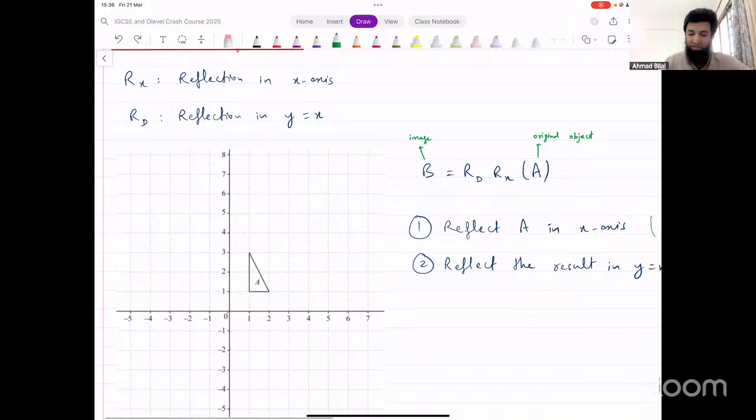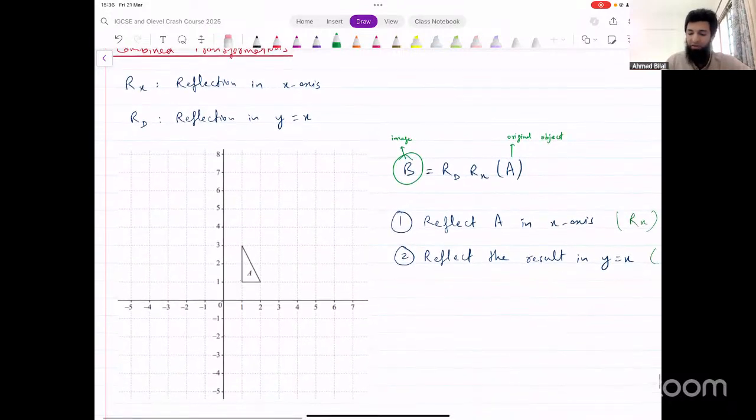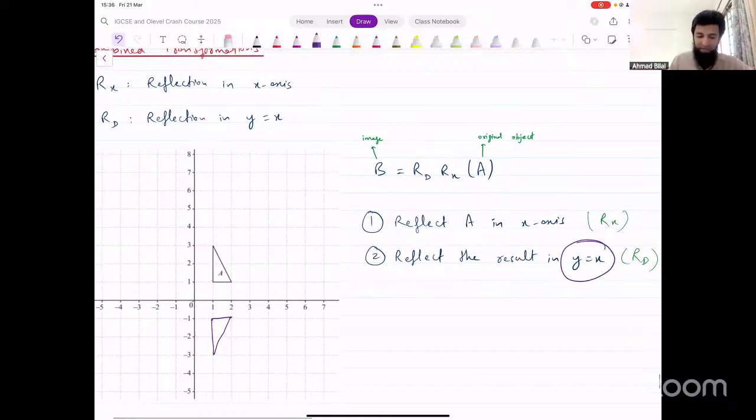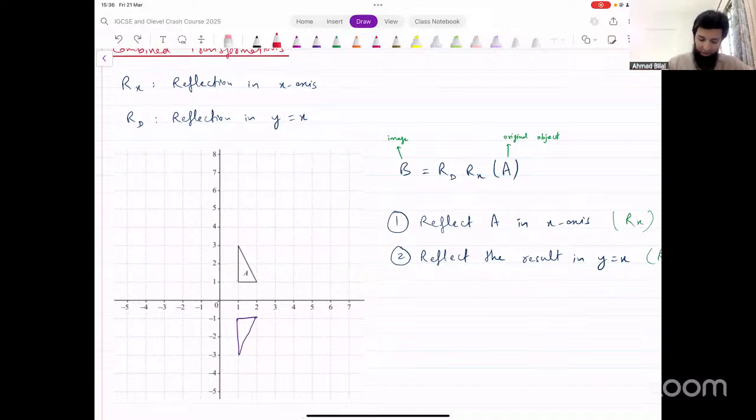So where is the triangle B going to be if you're applying this transformation on A? What would happen is you would first reflect this triangle in the x-axis, and that would give you a figure that looks like this. So first you transform this in the x-axis, you get this result. And then this result, you reflect in the y equals x line. What is that going to be? The y equals x line looks like this. Right, this is the y equals x line.